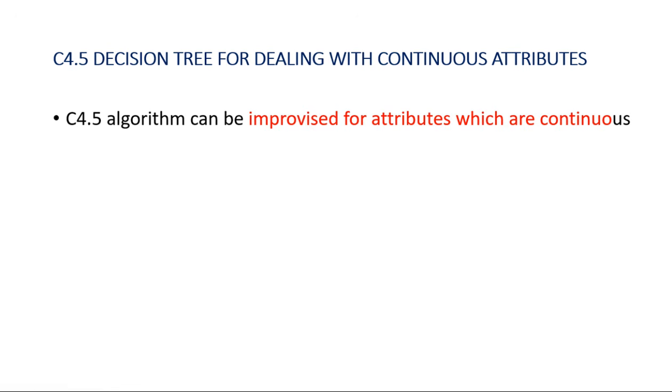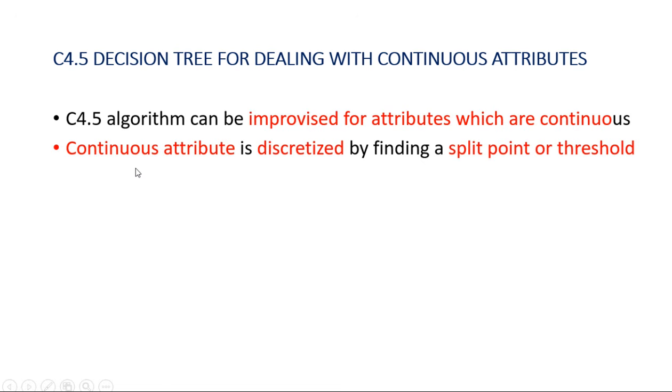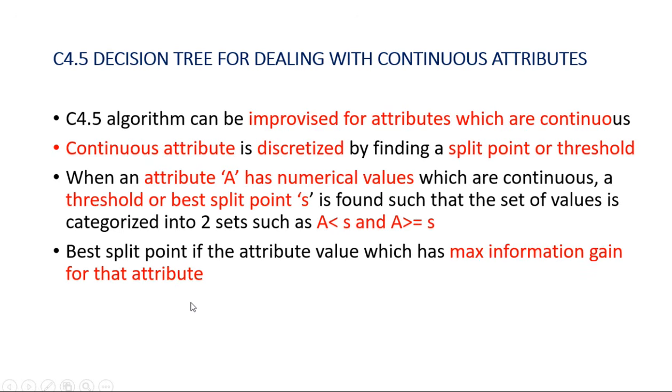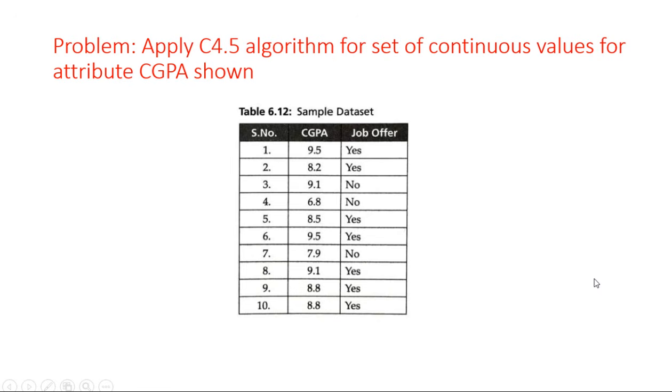The C4.5 algorithm can be improvised for attributes which are continuous. Basically, the goal is to discretize the continuous attribute by finding a split point or a threshold point. Let's say A is the attribute having continuous numerical values. We find a threshold point or best split point called S, such that A is less than S and A is greater than or equal to S. We identify the best split point which has the maximum information gain for that attribute.